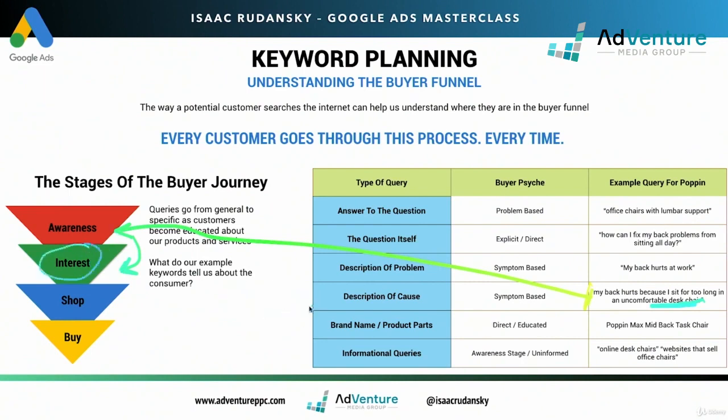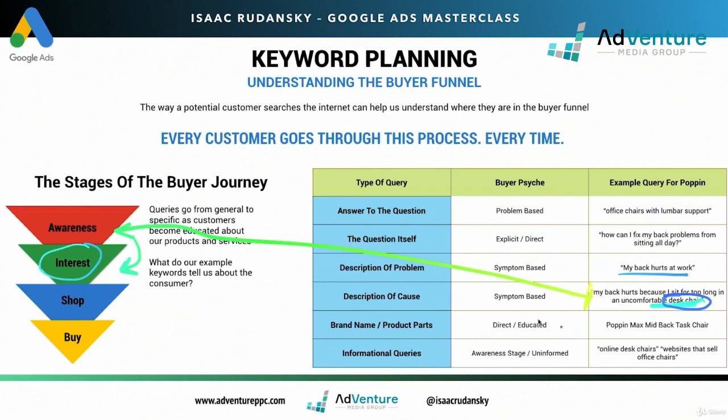And it also makes it much more valuable for Poppin. Why does it make this much more valuable for Poppin than this previous search term, which was the description of the problem? Very, very simple reason: he's using the word desk chair in his query, and he's expressing that he thinks that the potential solution to his problem is a better desk chair, or at least the cause of his problem is the current desk chair he has.